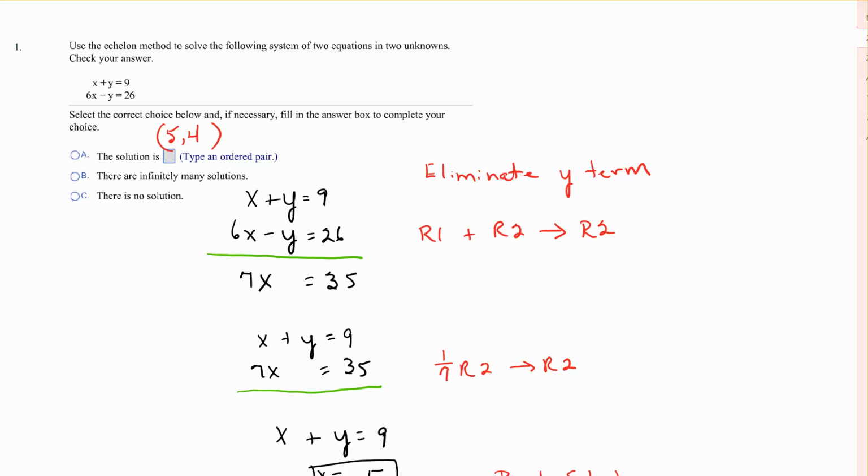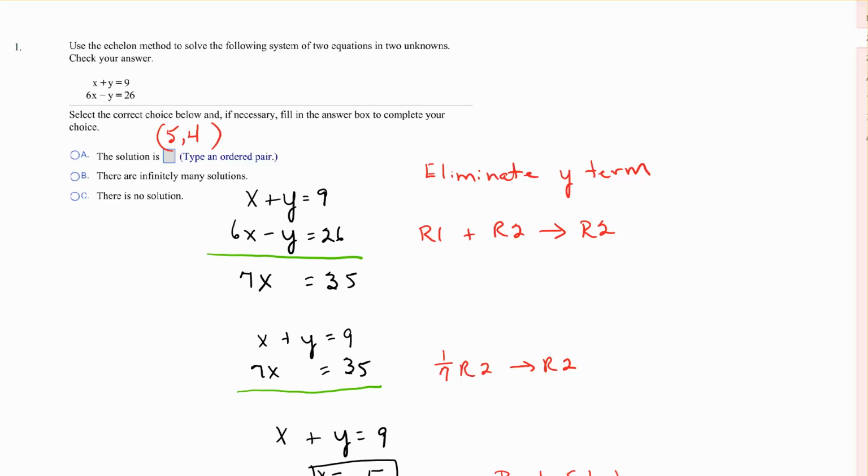These are the problems from section 2.1. We're going to use our echelon method that we've talked about in our notes to work these problems. Number one, you're given two equations and you are supposed to solve them. That means find a point that would work to make both equations true statements.